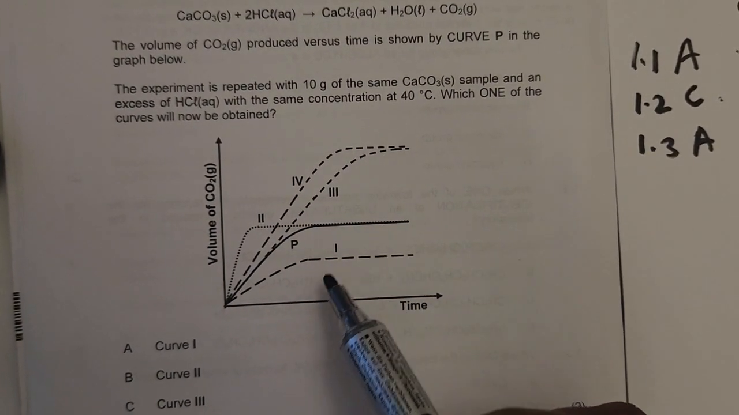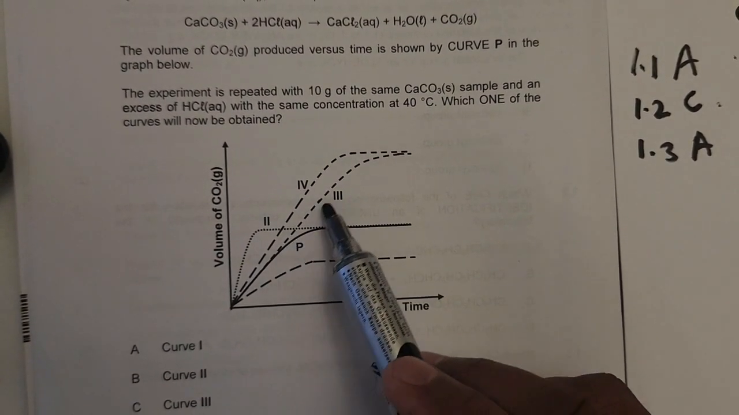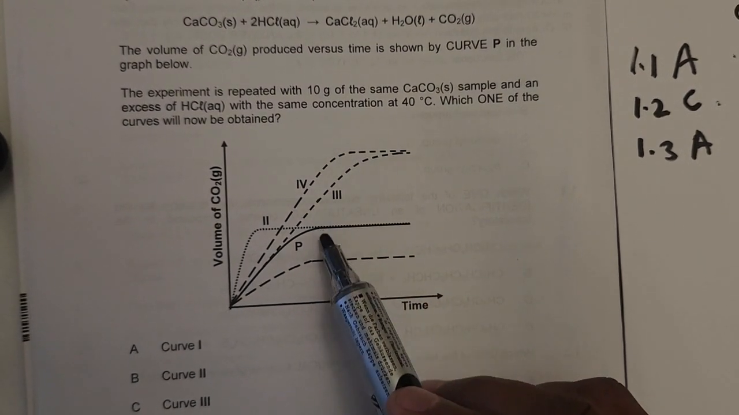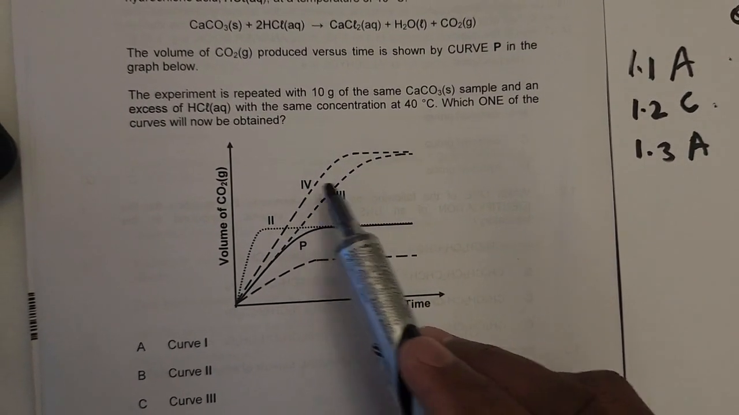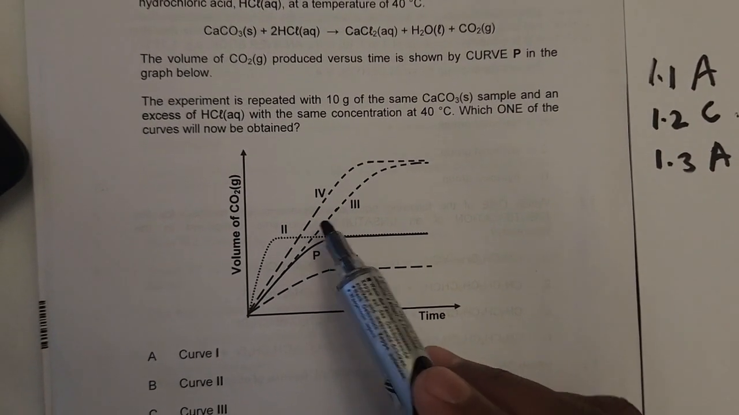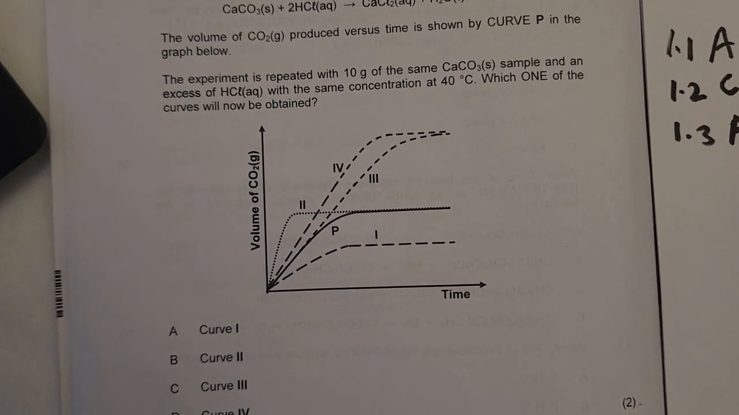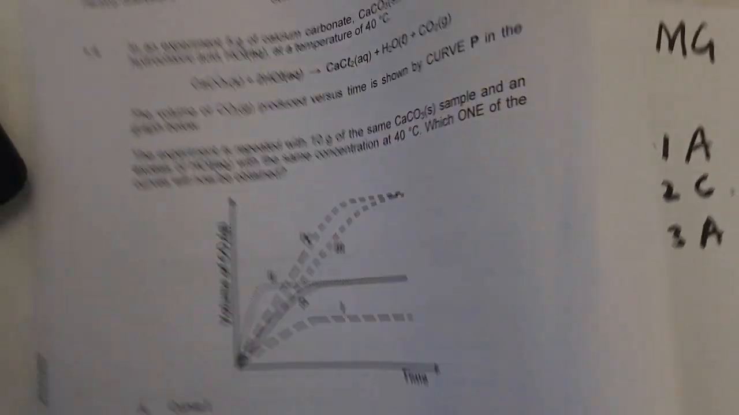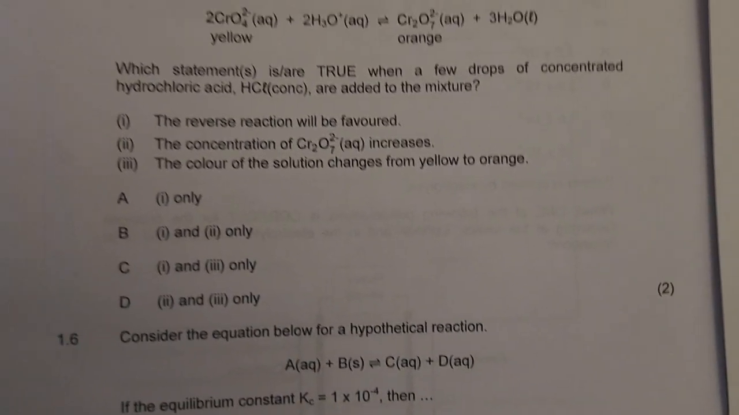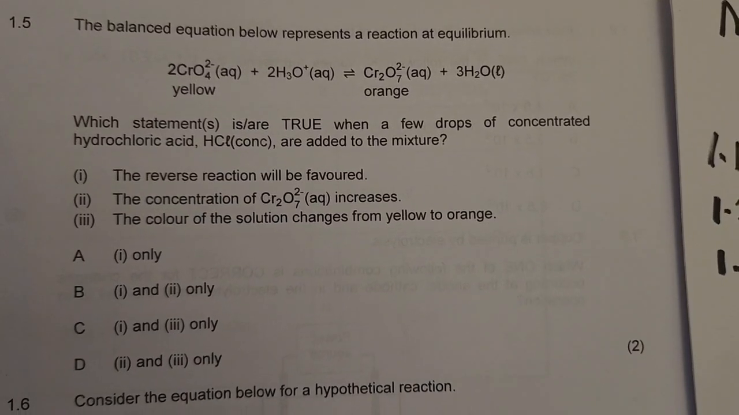But what's the difference between these two? Number 3 is happening at a slower rate. Can you see where the graph reaches the flat area? It will be between P and number 4. Therefore, the correct answer will be number 4, which is D. 1.4 is D. Thank you.